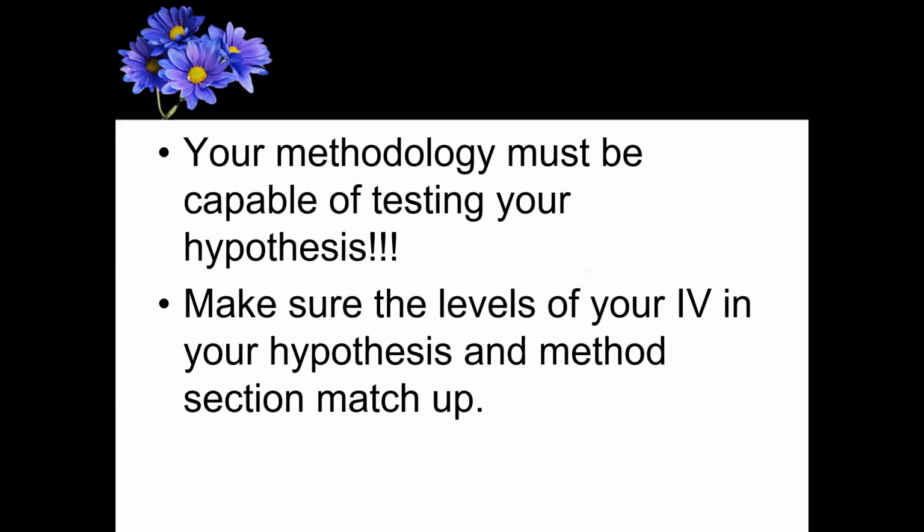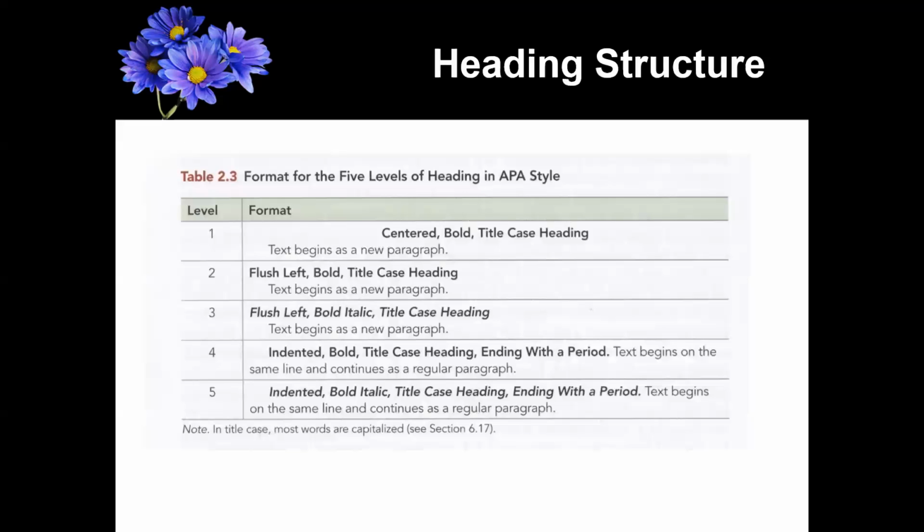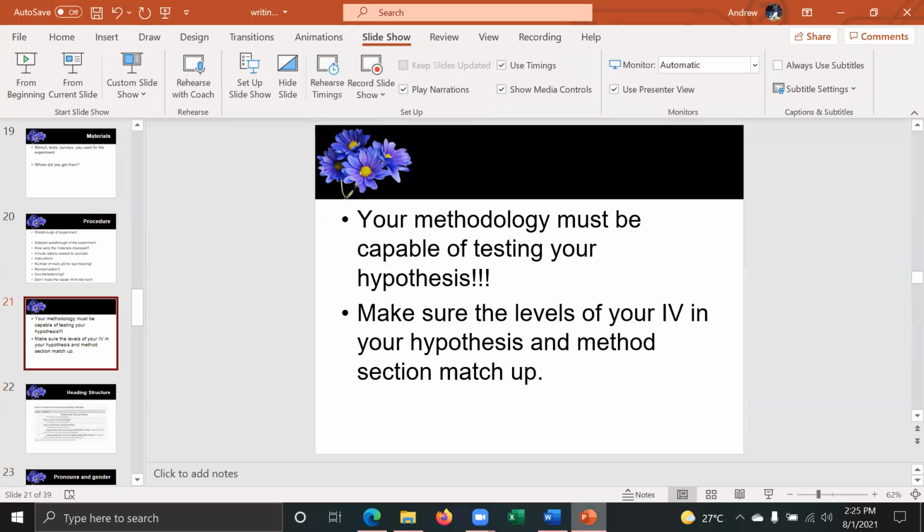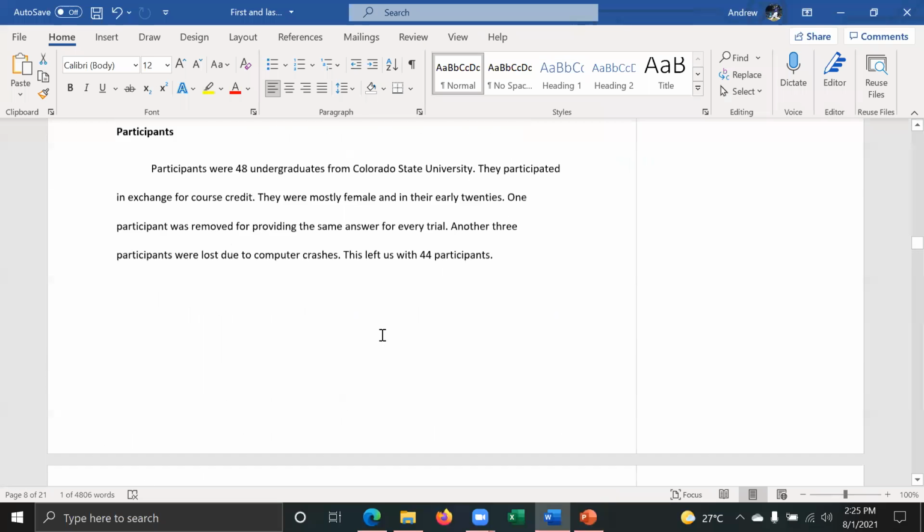And then just obviously make sure that this all matches up with what your hypothesis is. Make sure the levels of your independent variable match up between when you give your hypothesis and when you talk about them in your methods. Okay, so let's take a second there and let's actually look at an example.